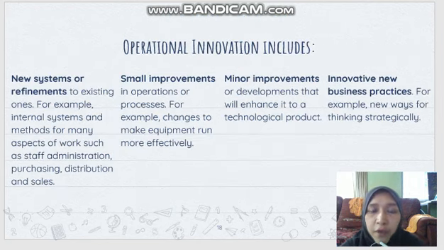These are the types of operational innovation that you can implement in the business. The first one is a new system or refinement. You implement a new system in your business, which is included in operational innovation. Second, small improvements in operations or processes. For example, you make changes to the equipment for long-run use. The third one, minor improvement, also known as development that will enhance technological products. The last one is innovative new business practice, for example, a new way of thinking strategically.